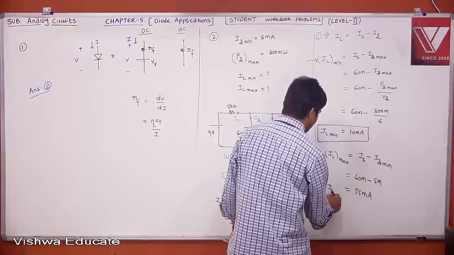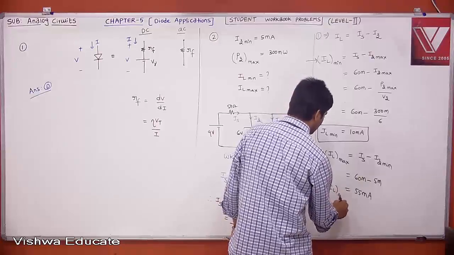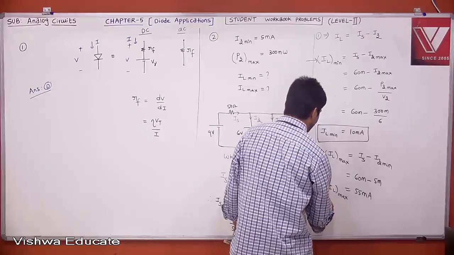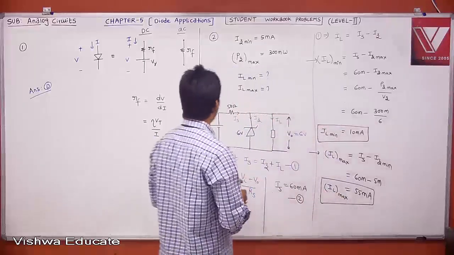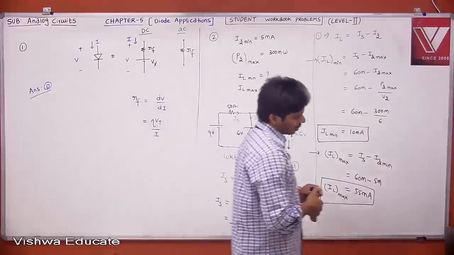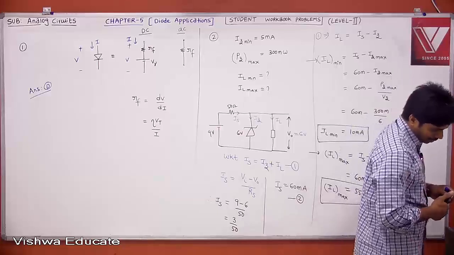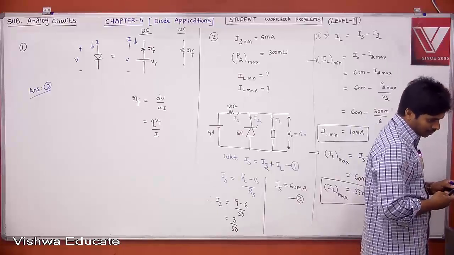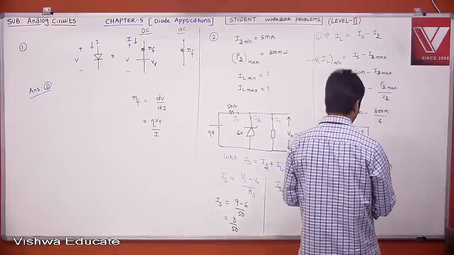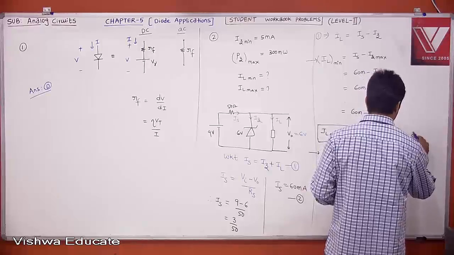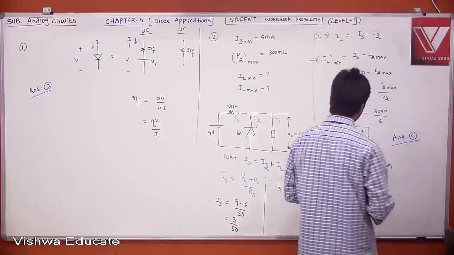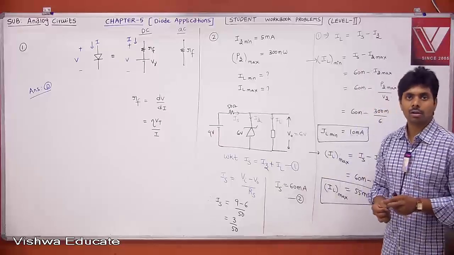Therefore, the minimum current you can draw from the circuit is 10 milliampere. The maximum current you can draw from the GNR circuit is 55 milliampere. Therefore, what is the answer? The answer is C, 10 milli and then 55 milli. Answer is C. Okay, take it. Then we will solve problem number 3.